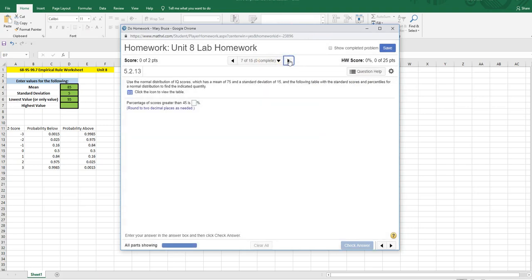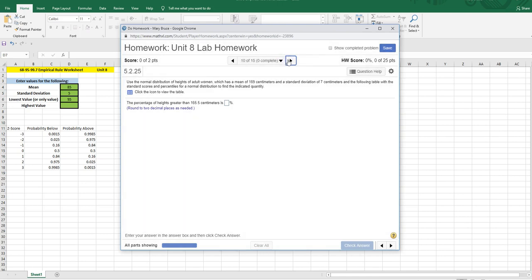I'm going to flip through a few more. This one obviously does not give you directions to use the empirical rule. It says following the table with standard scores. Well, standard scores are z-scores. So that method wants you to use the z-score formula and the z-tables and be more precise. So you would not use the empirical rule worksheet to do a problem like this. So you will see that most of them want you to use z-scores in the table.